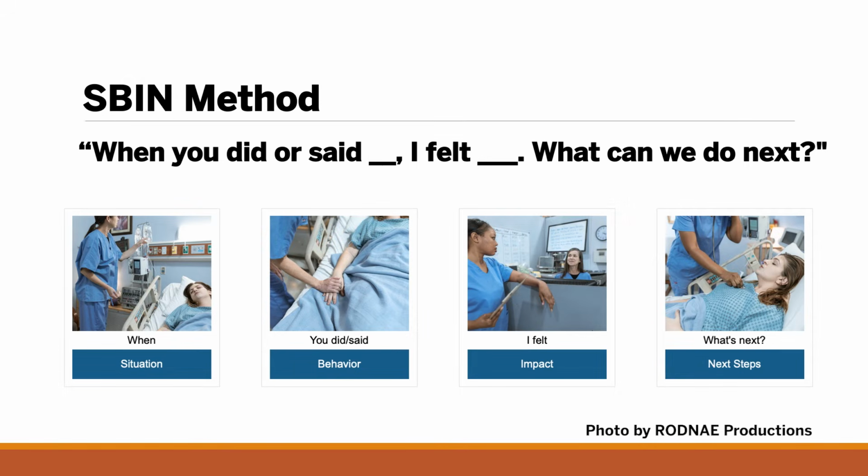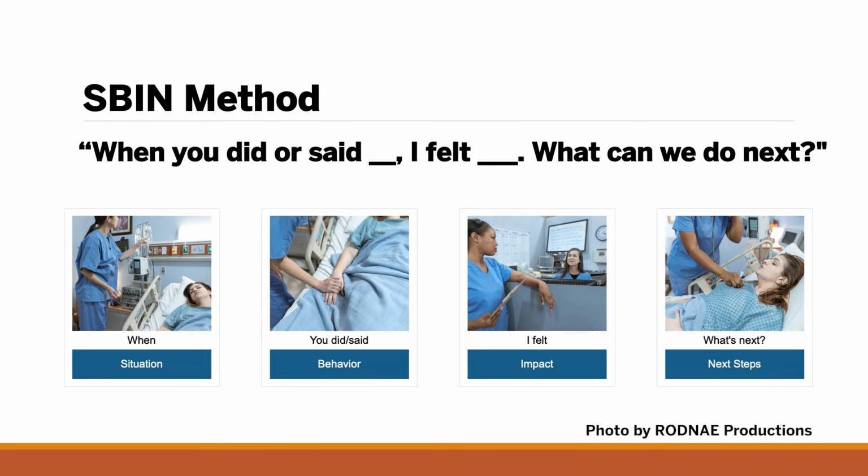The second method to demonstrate is the Situation, Behavior, Impact, Next Steps, or SBIN strategy. This method also focuses on observable behavior, what you see and hear. The SBIN method is used to give both positive and constructive feedback for what they're doing well and should continue to do, and for what they need to correct or where they need to improve performance for growth and development. A simple phrase for giving SBIN feedback is, when you did or said, I felt, what can we do next?